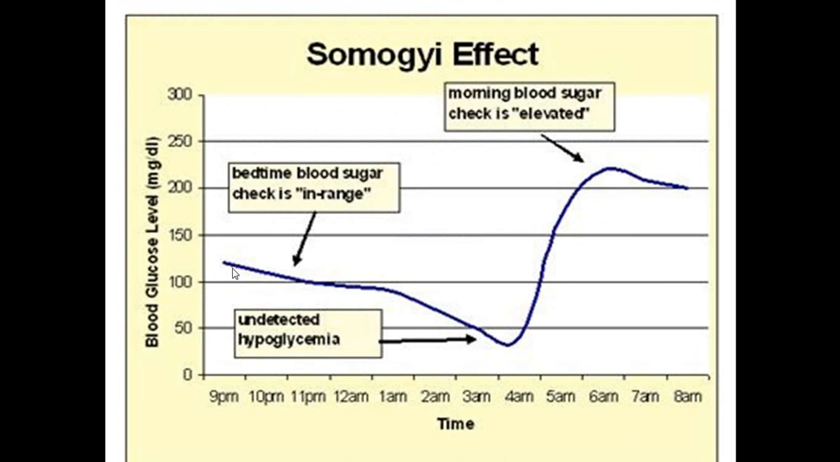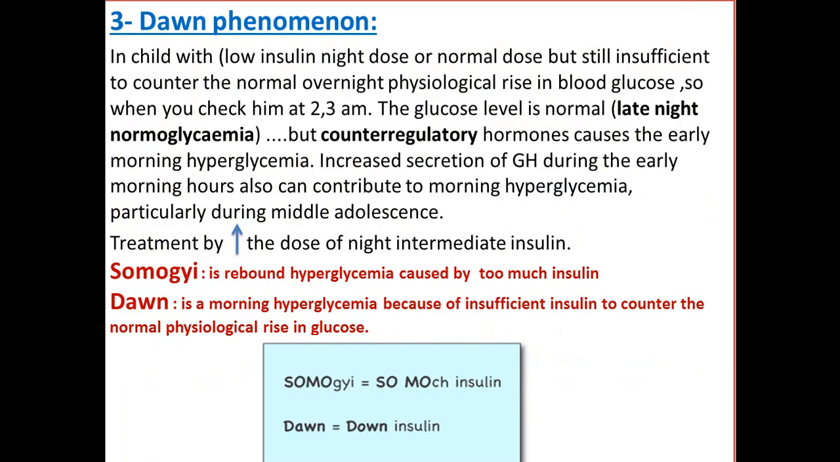As we said, it was normal at early time. If we give the injection earlier at evening time, there is a normal glycemic level, but it starts to decrease to hypoglycemia between 3 and 4 a.m. And suddenly, because of the counter-regulatory hormones, it rises. And at 7 to 8 in the morning, there is hyperglycemia. So we call it the Somogyi effect or phenomenon.